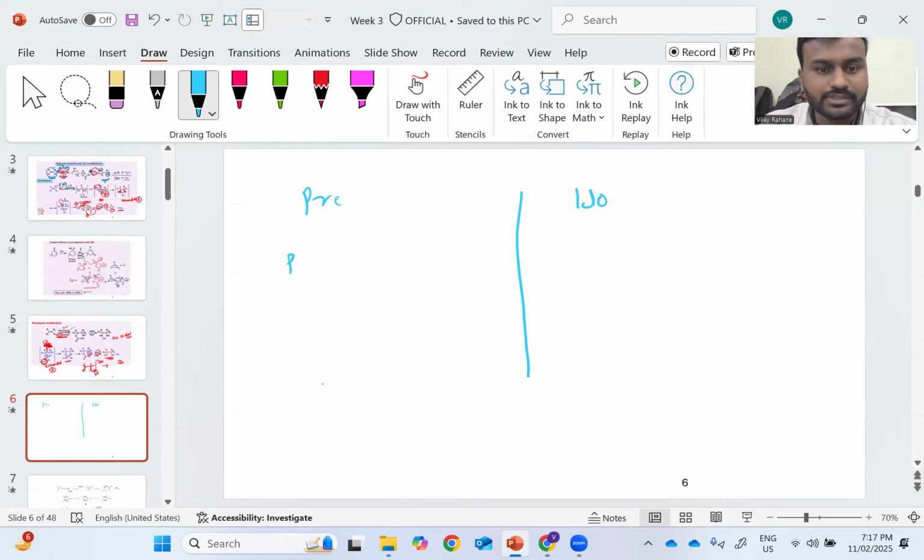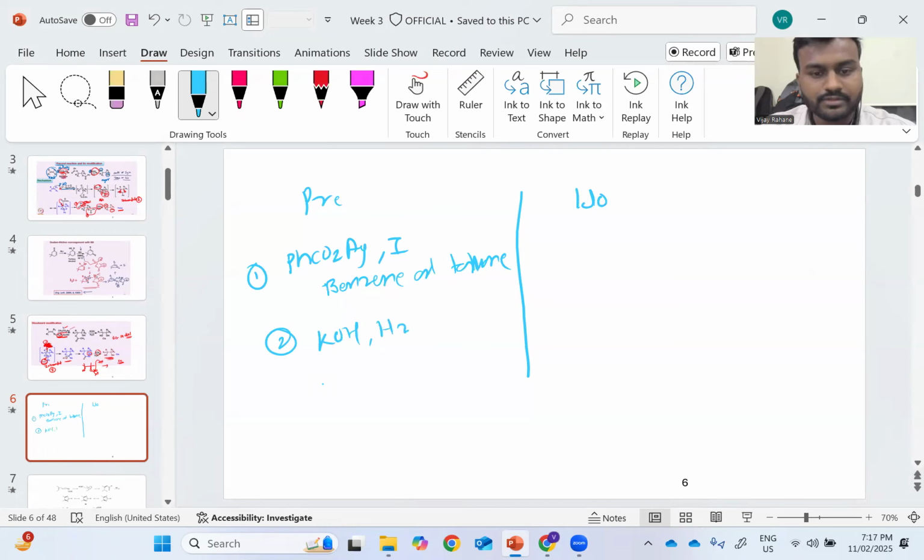So in the Prevost reaction, what you have is the silver salt of the carboxylic acid, C double bond O, Ag. The catalytic iodine was also there, and the solvent was benzene or toluene, right? And in the next step, KOH water. So this is the next step we add.